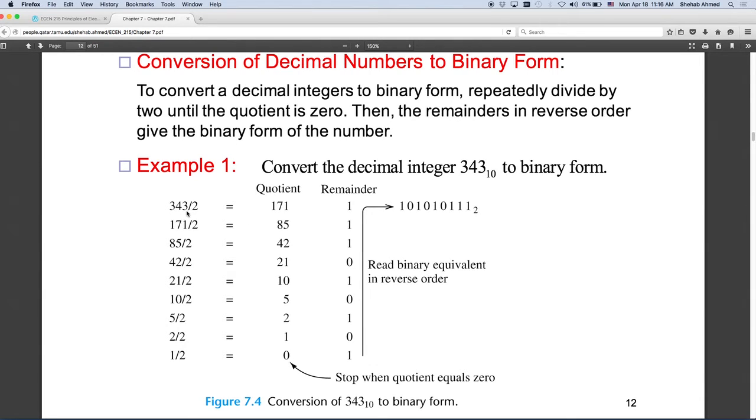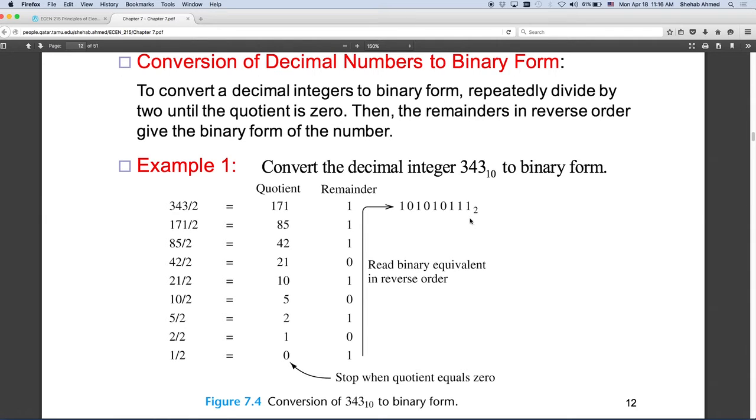So 343, I divide by 2 one time, I get 171. The remainder is 1. Take this 171 divided by 2, I get 85, with a remainder of 1. I continue dividing by 2 until I get 0 with the remainder of, in this case, 1. Right? So then I go from the bottom up to write the corresponding binary number.